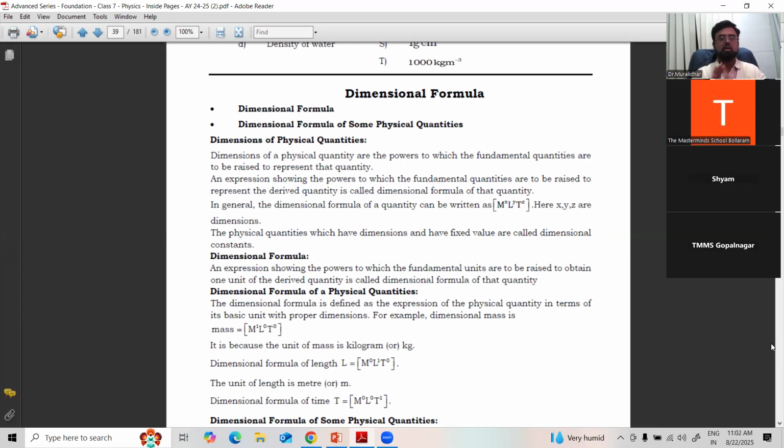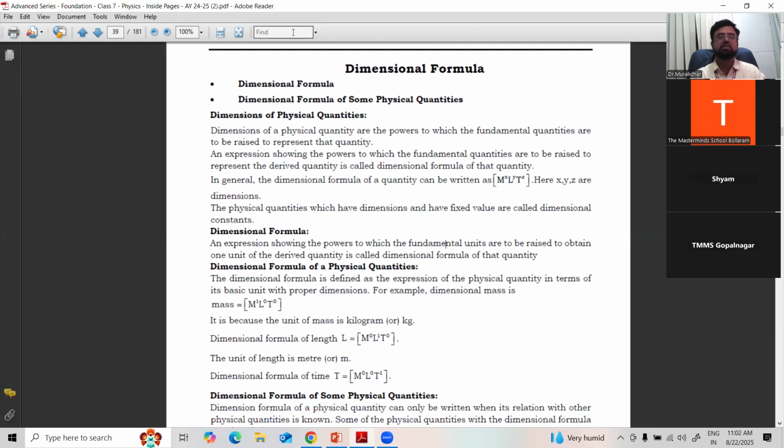Okay, then we'll come to the last part of the measurements. While measuring things, this also plays a very important role: dimensional formula, right? And dimensional formula of some physical quantities. This dimensional formula helps us to know about the nature of physical quantities. The dimensions of physical quantities are the powers to which fundamental quantities are to be raised.